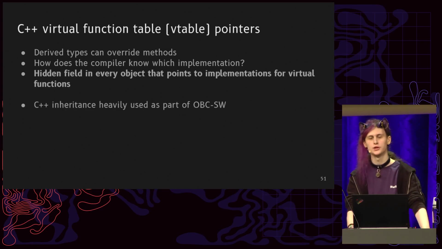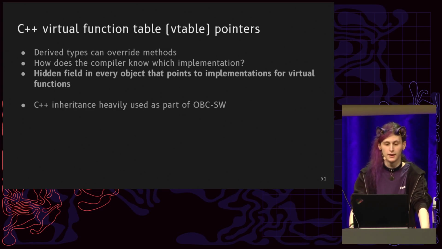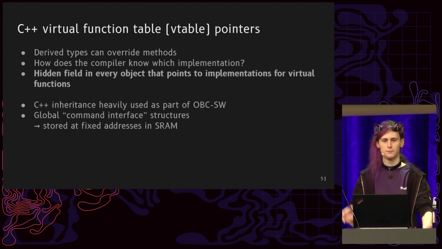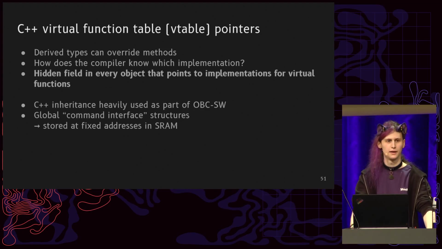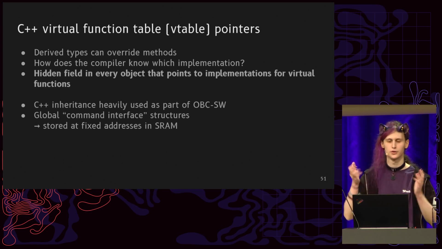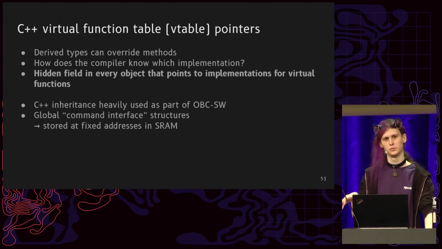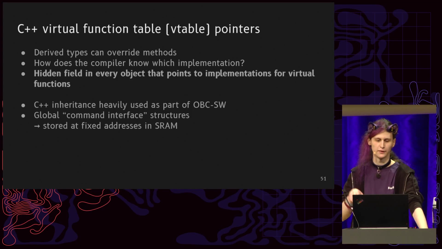And C++ inheritance is actually used quite heavily in the onboard software. Specifically, for each part of the onboard software, they have these command interface structures, like a command interface for power commands and a command interface for attitude control commands. But these are global variables, so they are located at fixed addresses in SRAM, and we can find those addresses by disassembling the firmware images.